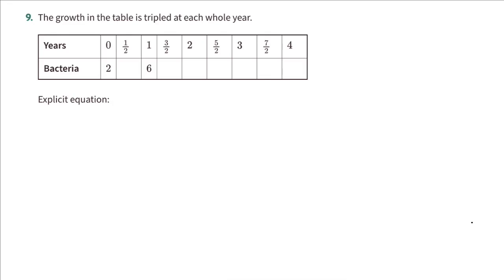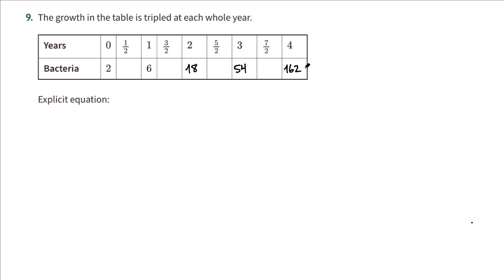The growth in the table is tripled at each whole year. So we start with this value at year 0 of 2. That triples to be 6 at the next whole number. That triples to be 18. And that triples to be 54. And that triples to be 162.